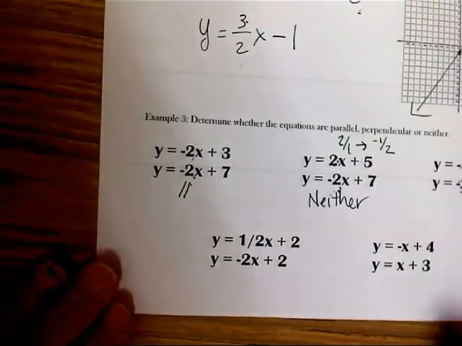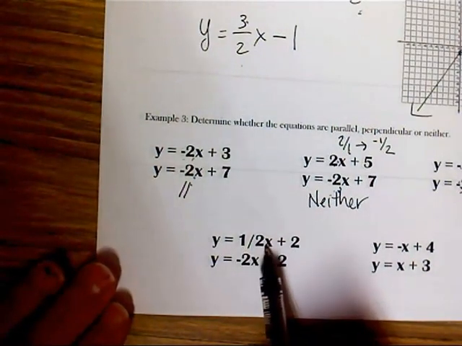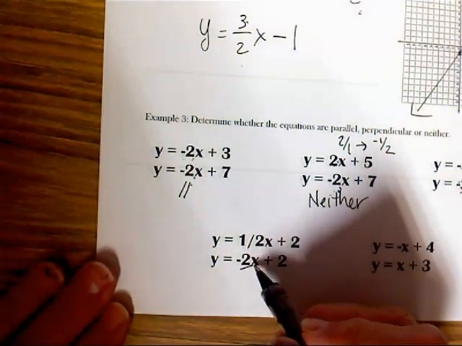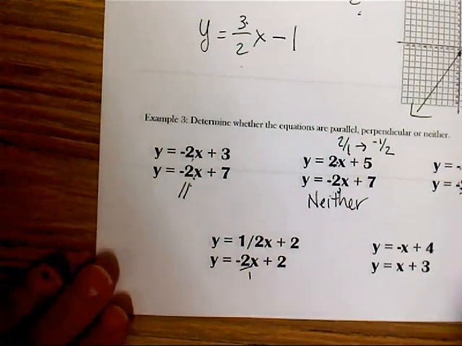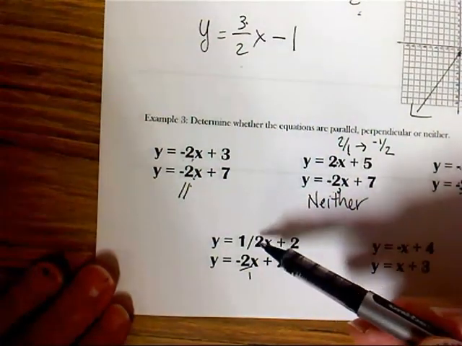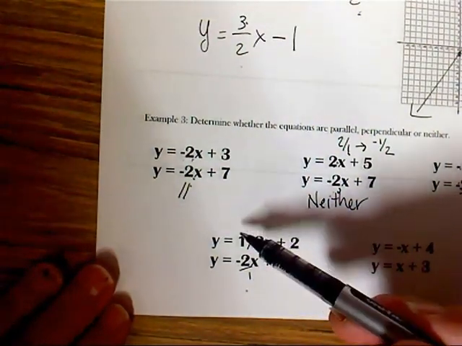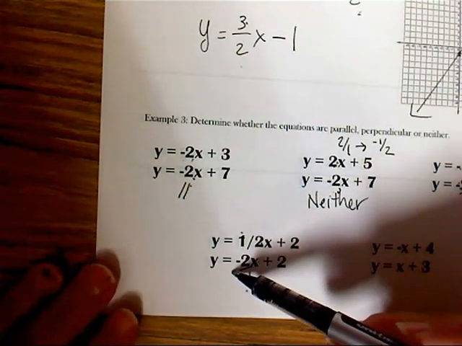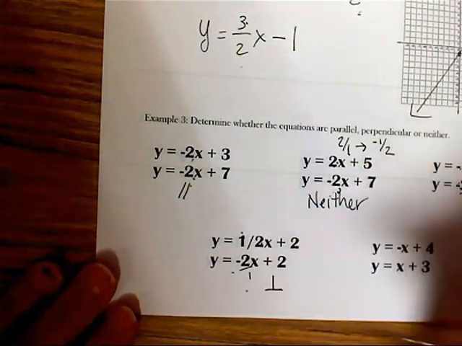Down here, positive 1 over 2, negative 2 over 1. Finally, this one is perpendicular. Look, this flips to that. This one was positive, this one is negative. Those are perpendicular.